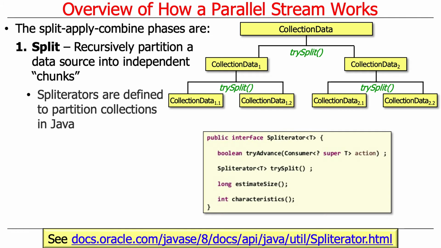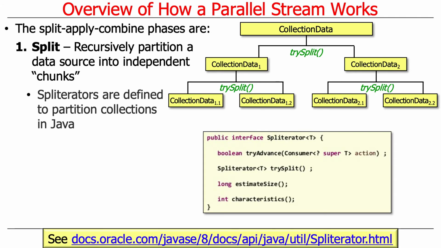The way this is done, of course, is through splitterators. We've talked about this before, and we'll talk a lot more about this now. What we talked about before was in the context of sequential splitterators, and that's where the try-advance method is used. We're now going to talk about parallel splitterators, and that's going to use the try-split method.